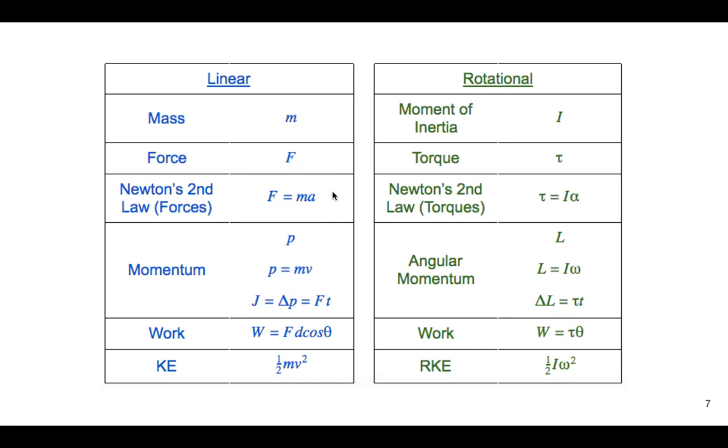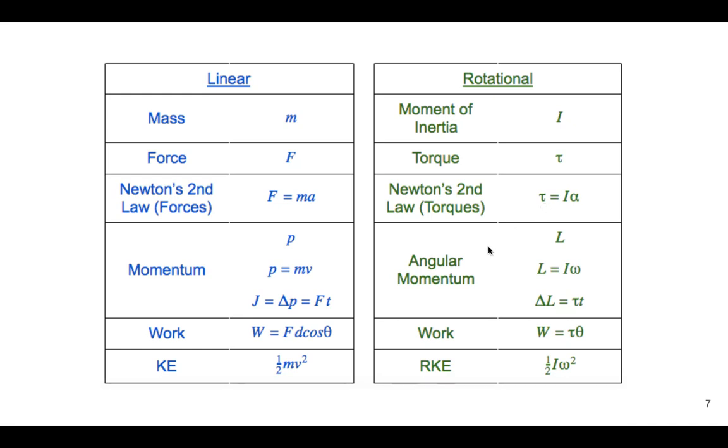So the most important thing you will learn in physics all year, F equals ma. That's Newton's second law. Well, there's also a Newton's second law for torques, and that is tau equals I alpha. So I just replaced all of these terms with their cousins. F becomes tau, m becomes I, and a becomes alpha.